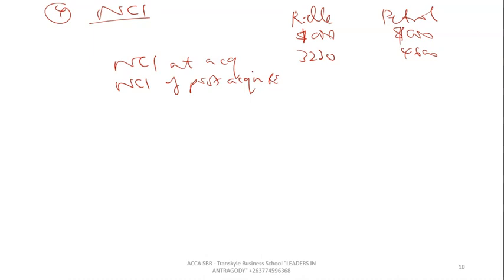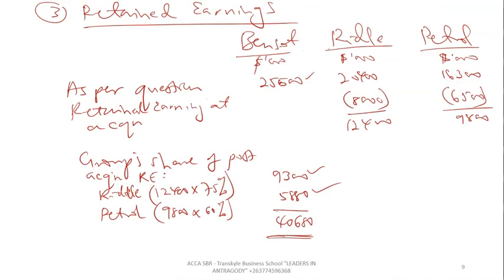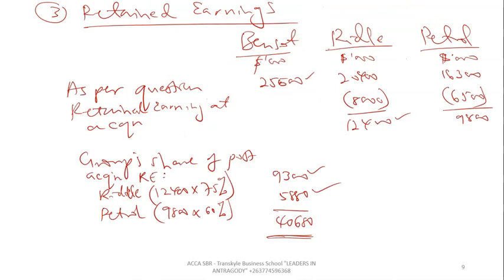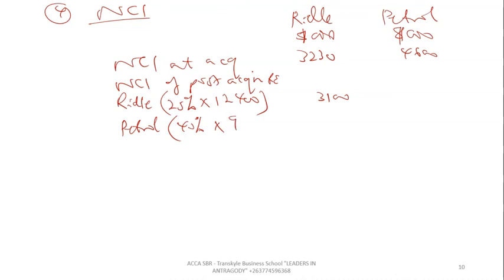RE, retained earnings. Because we had already given the 75% to the group, therefore the 25% should come to the NCI of the retained earnings of Redo. So Redo had 12,400 in terms of retained earnings. So that's 25% multiplied by 12,400, and we must get 3.1. And in Petrol, the NCI was 40%, multiplied by the RE, which was 9.8. Once we do that, we get our 3,920.